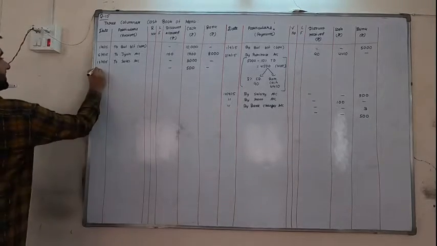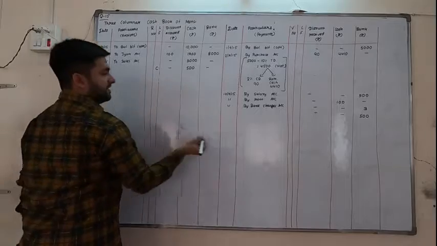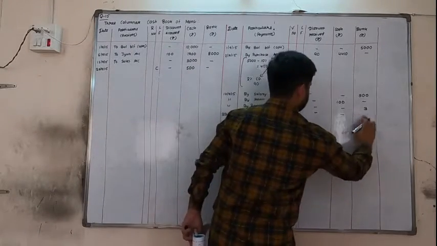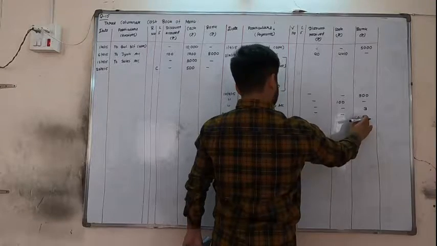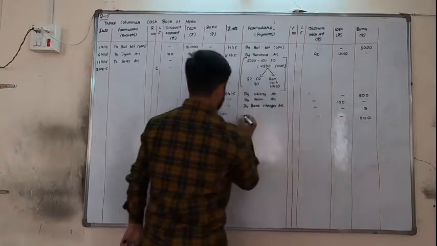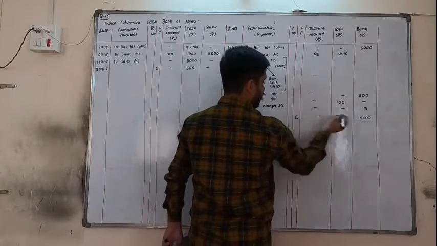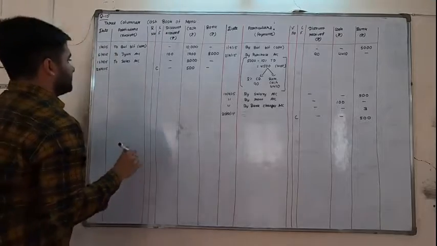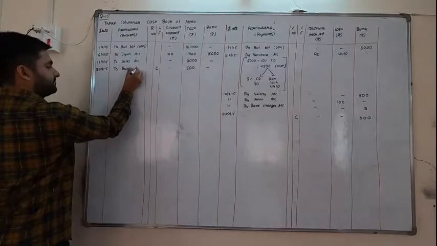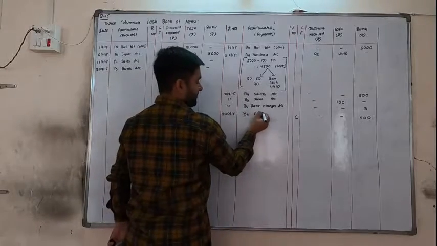Now we will write the date as 20-9-15 in LF. Here also. Now opposite in the particulars, here it is in cash, so we will write to bank, and here it is in bank, so we will write by cash account.